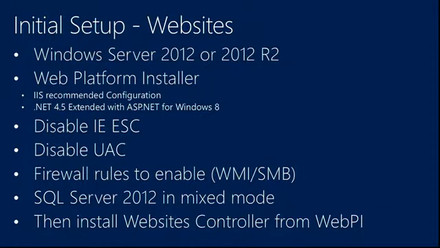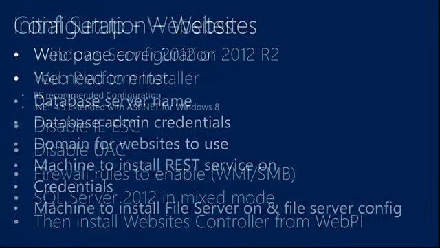The website stuff basically is the same kind of thing. You've got to have 2012 R2, enable IE, disable IE Enhanced Security Configuration, disable UAC as well. There's some firewall rules you've got to enable, so you've got to enable the SMB and WMI firewall rules. You've got to have SQL Server, same thing, and you install Websites Controller, again from the Web Platform Installer. It's a slightly different thing. I probably should have shown you that, but that's all right.